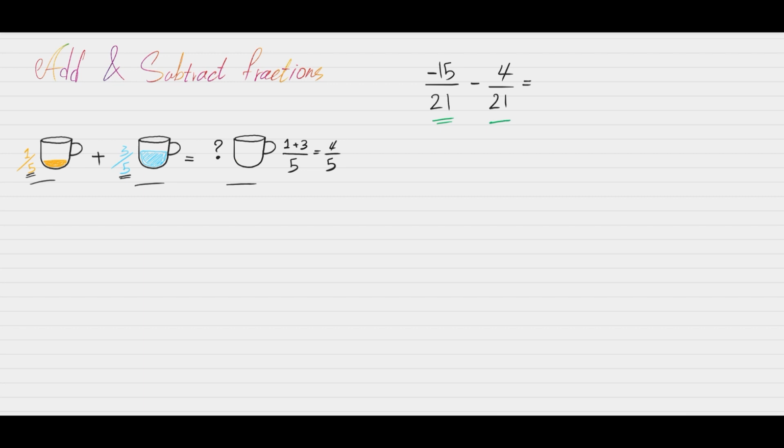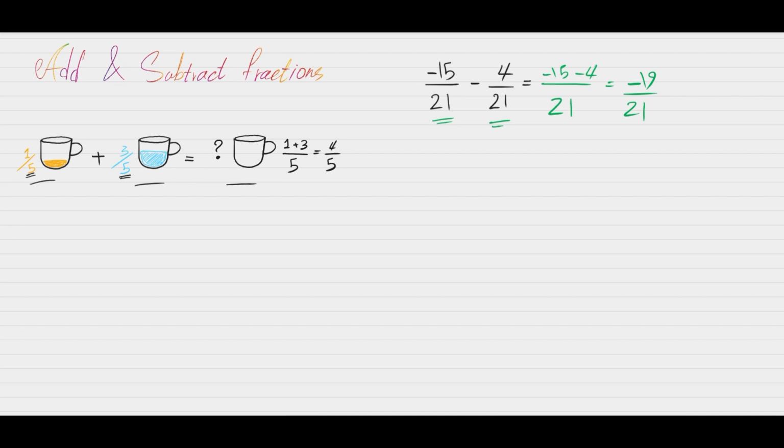Again, our denominators are the same. They are both 21. So we can copy 21 over here to our answer's denominator. Now, take the two numerators in our problem. And this time we're going to subtract. We have negative 15 minus 4. And that will equal negative 19 over 21. So our answer is negative 19 over 21. And since 19 and 21 don't share any common factors besides 1, this fraction is in the simplest form.